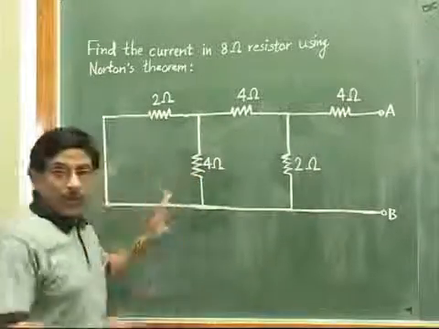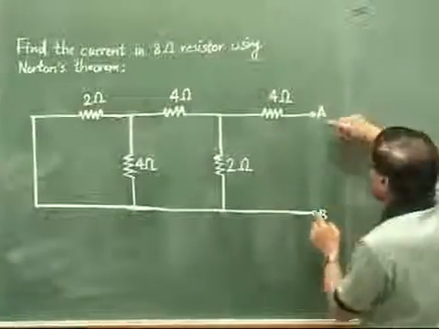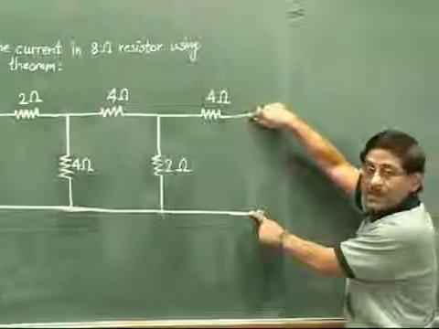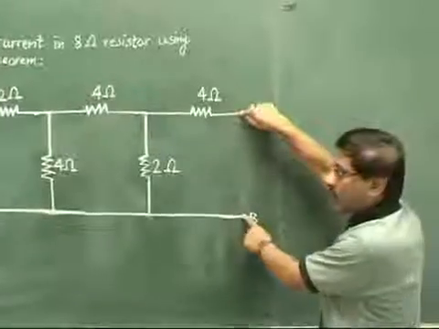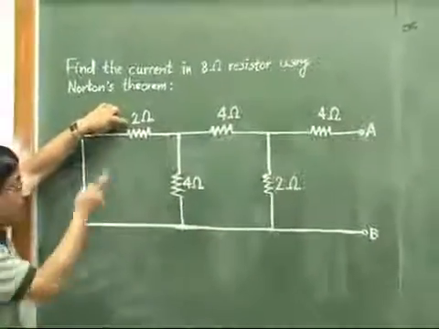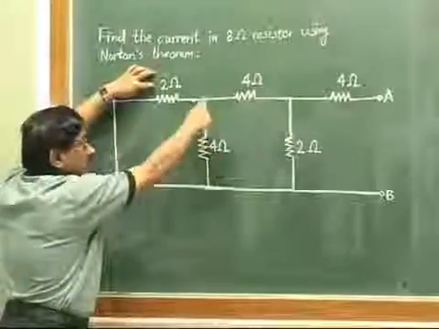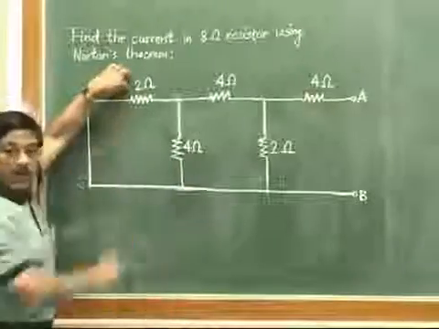Now we have to reduce this circuit so that finally there is one single value of resistance remaining across these 2 points. We can start from that other end. Now see, if you look at the diagram, you will find that this 2 ohm is this branch, this 4 ohm is this branch, and 2 and 4 are parallel.